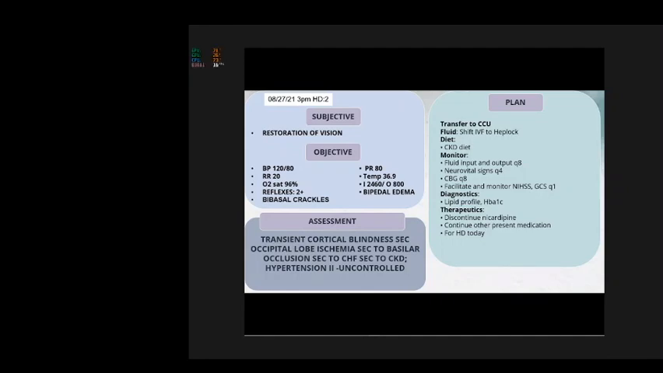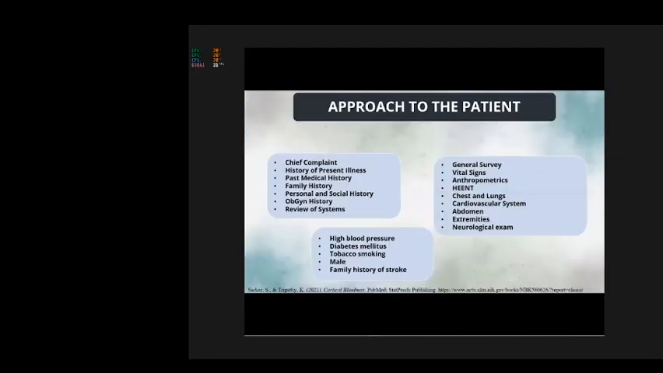Her fluid IVF was shifted to heplock, still on CKD diet, continued monitoring, and I requested her lipid profile and HbA1c to check if there are lipid abnormalities and possible DM. Therapeutics, discontinued nicardipine and continued other present medication.